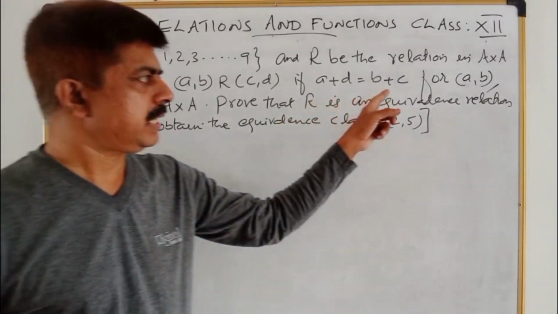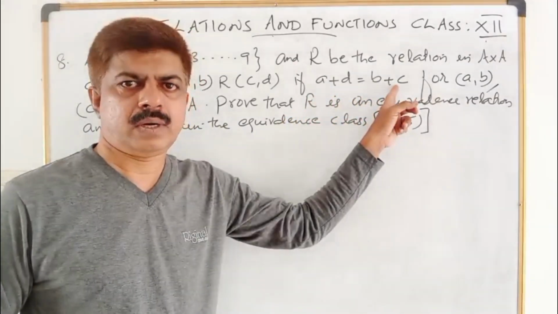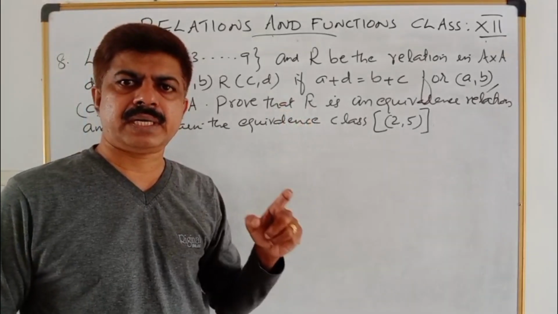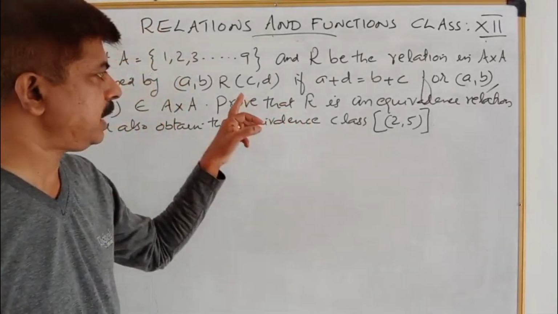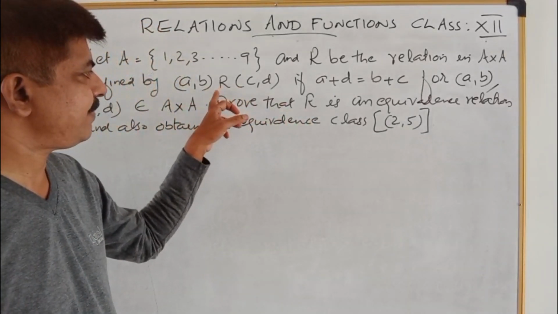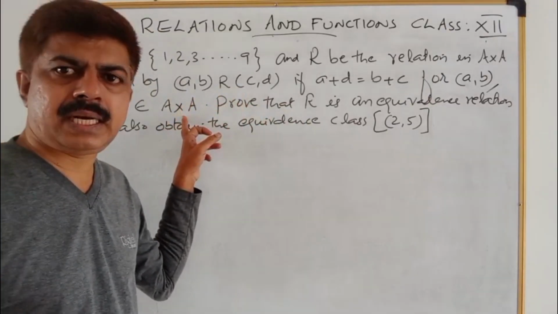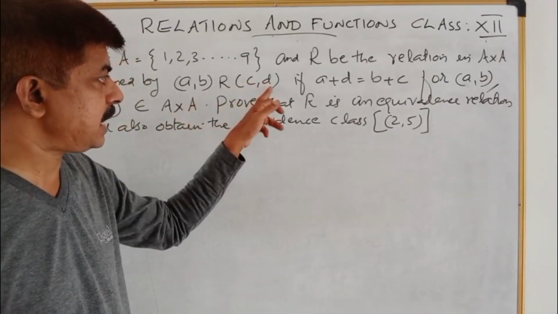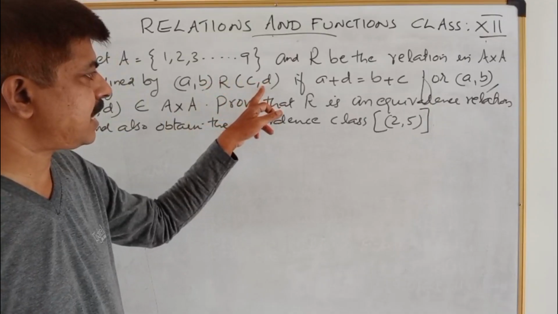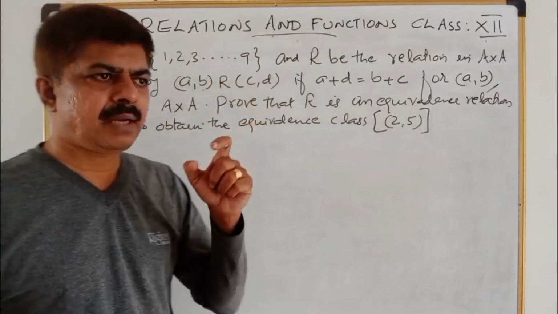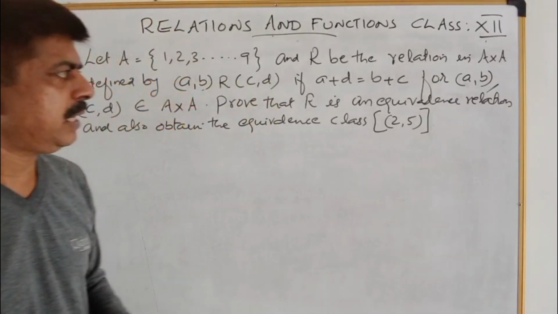First we have to check whether it is an equivalence relation or not. For an equivalence relation we have to do 3 steps. You know that reflexive, symmetric, transitive. Before that, make sure that we are choosing two ordered pairs from A cross A, like (a, b) and (c, d). How are they related? a plus d equals b plus c. That type of ordered pairs are in the relation.